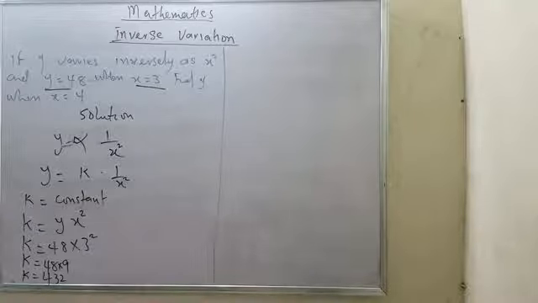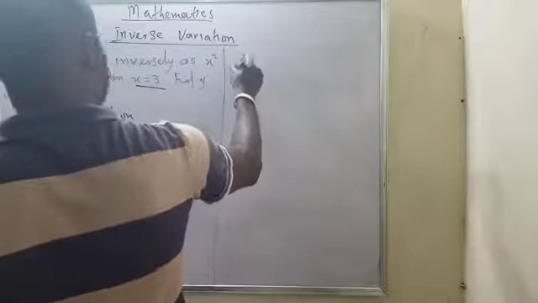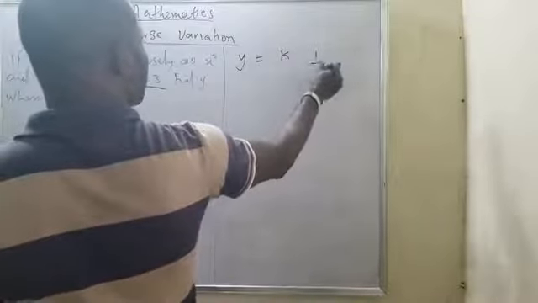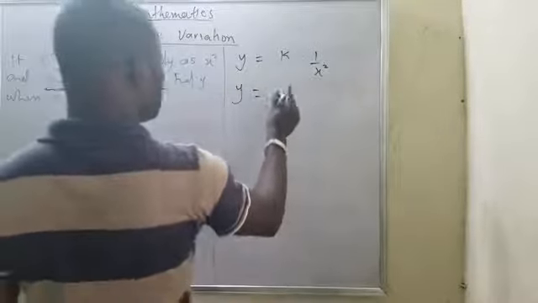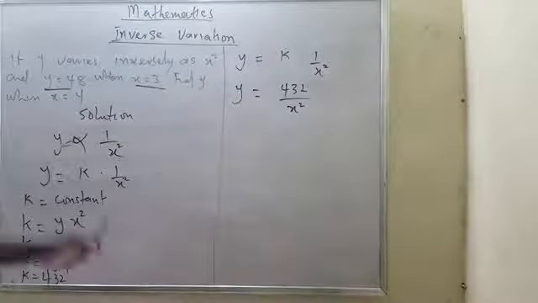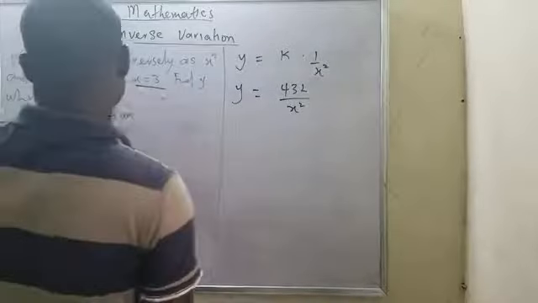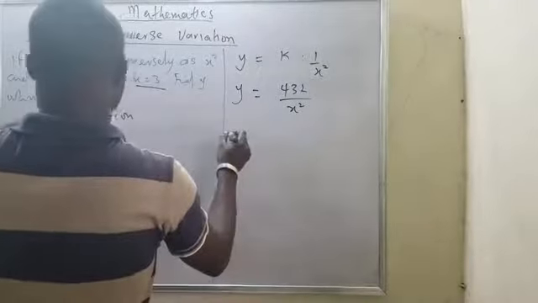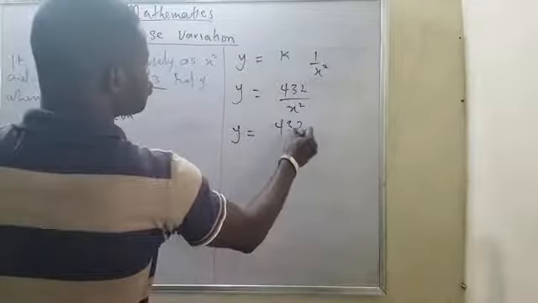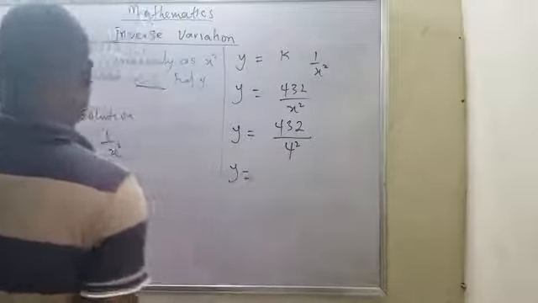Now, the relationship is y equals k times 1 all over x squared, which is going to be y equals 432 divided by x squared. Now, somebody asks me to find y when x is 4. It means we are looking for y when x is 4, so y equals 432 divided by 4 squared.